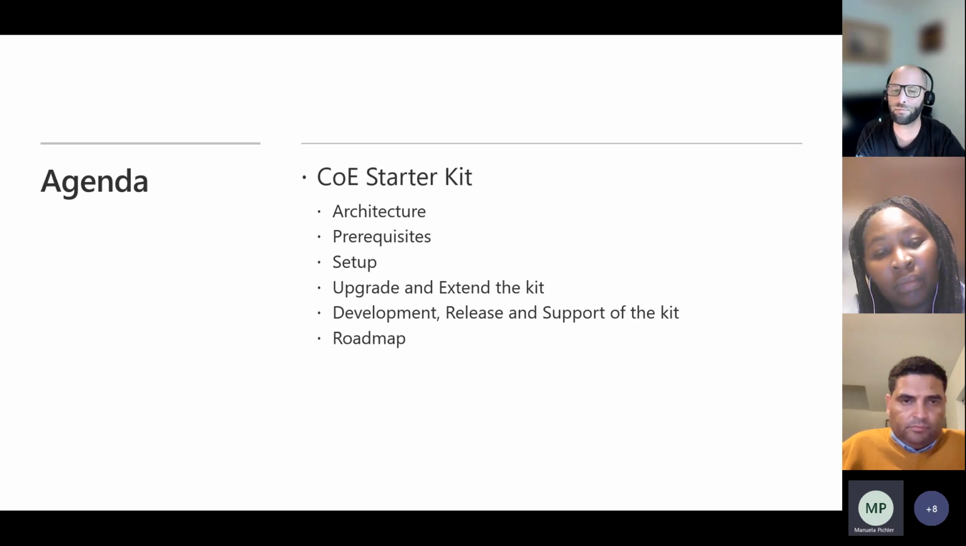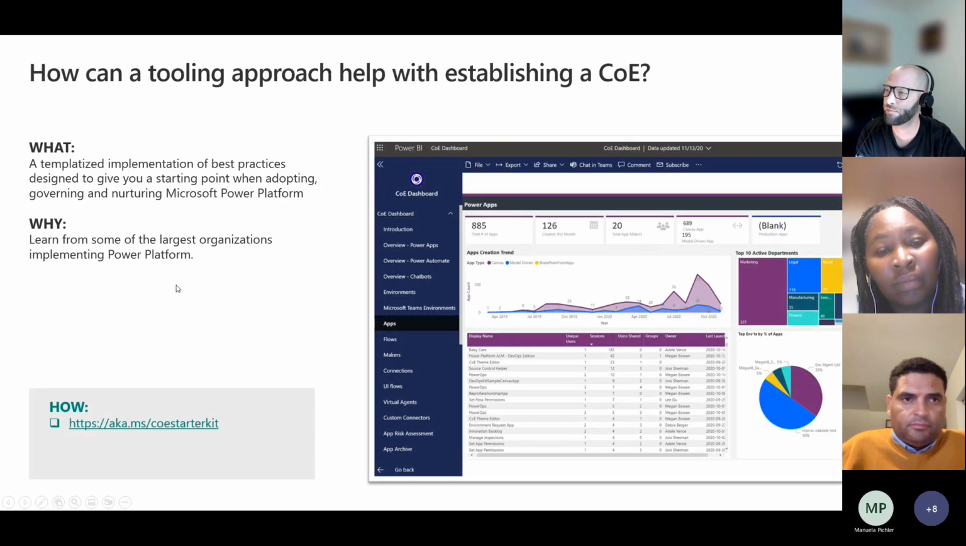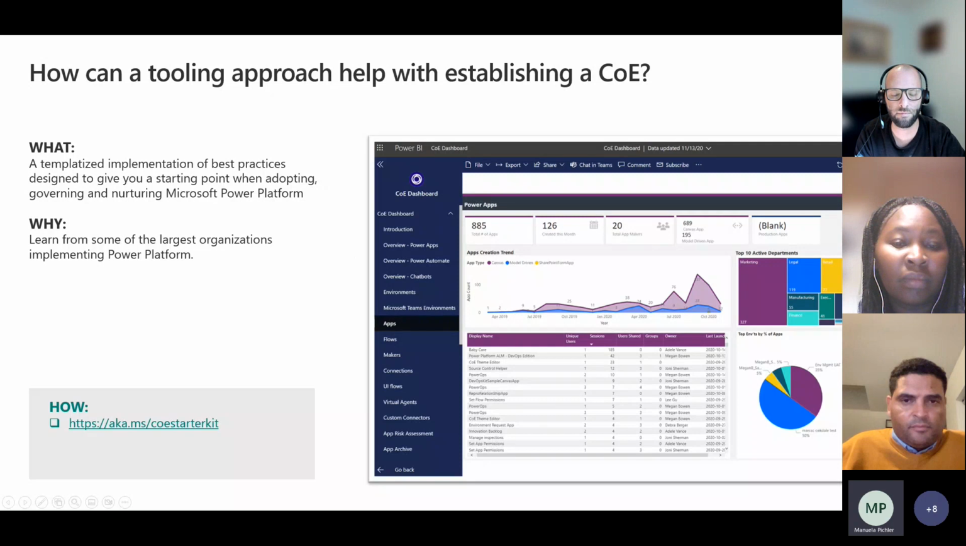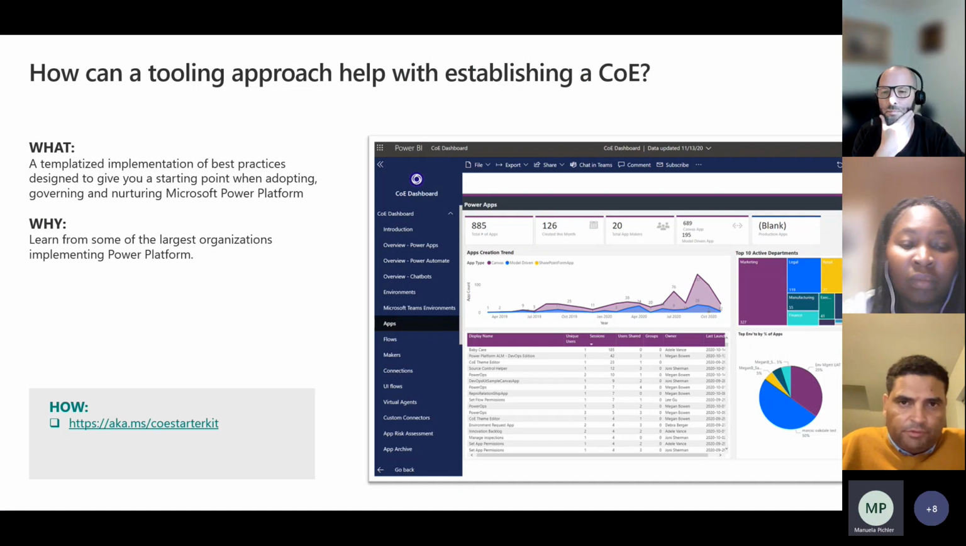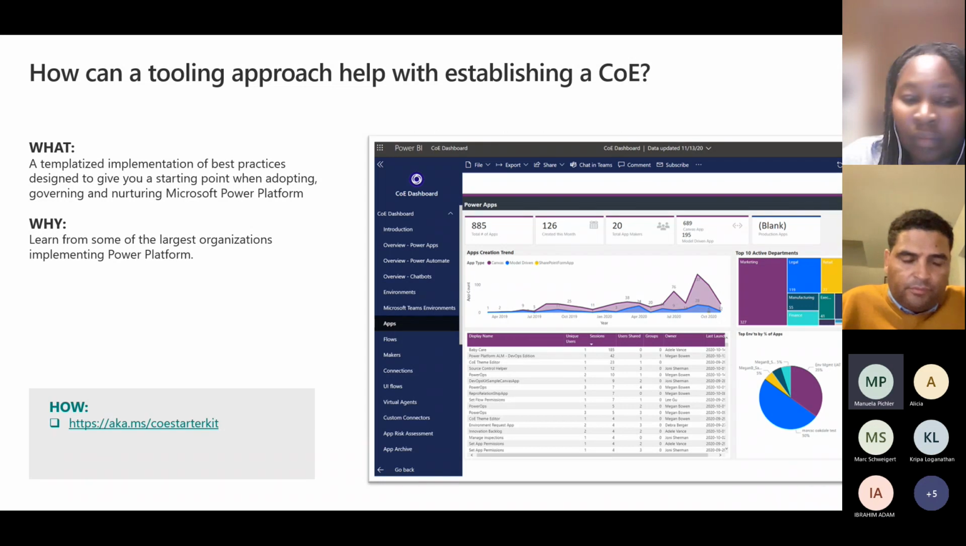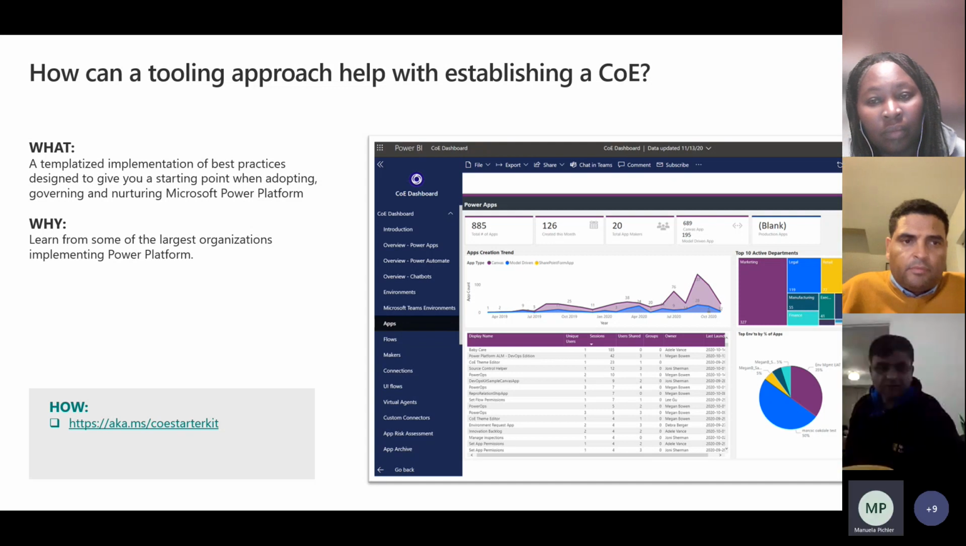That one is just a recap from what we learned last week. Last week we talked about how the CoE starter kit itself is, we consider it, a templatized implementation of best practices. It really contains everything that we've learned from customers when they're establishing or rolling out Power Platform adoption across their tenant. Everything that's in the kit, we have customers that are using it or that have inspired us to develop it.